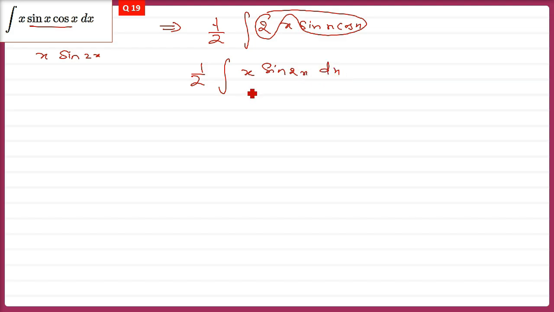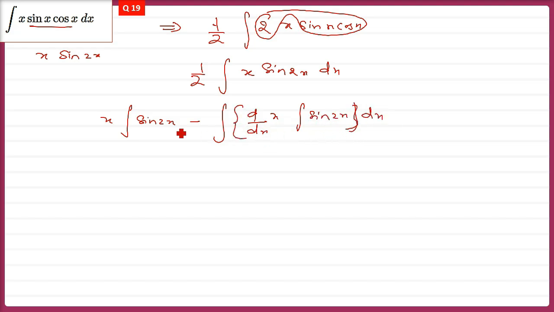So there is no replacement required. We can integrate it directly. Integration of sin 2x minus d by dx of the first function, which is x, then the integration of the second function, which is sin 2x, and then we have a dx. So these both have to be multiplied and then the result has to be integrated.